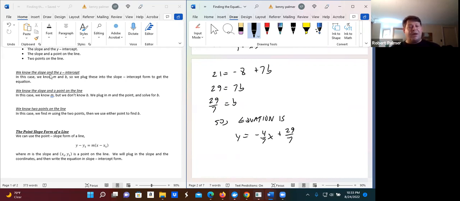So those are our 3 cases. So easiest case, you know both the slope and the y-intercept, you plug those in. You know the slope and a point on the line, plug in the slope and the point on the line to find b. Then, if you just know 2 points on the line, first find the slope of the 2 points. Then it reverts back to essentially what we did in part 2, where you pick either point you want, they're both on the line, and plug in the slope you just found and find b.